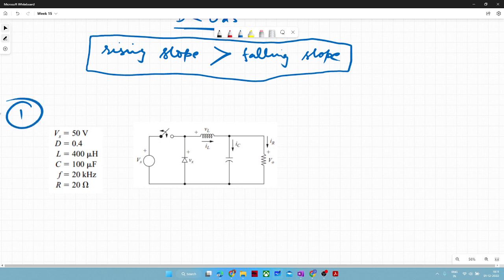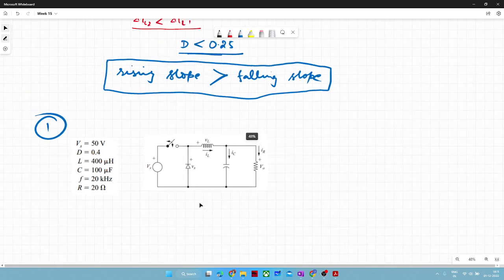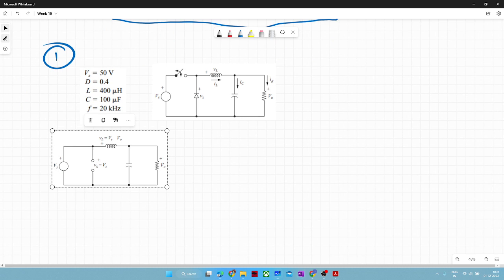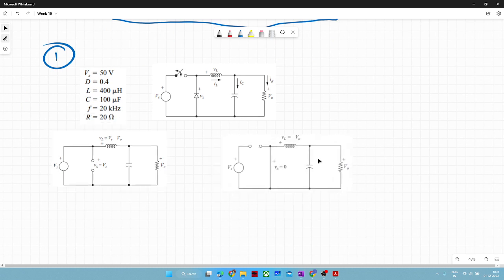Let me call it question number one. You can easily find this question in that book I mentioned, Daniel Hart. There will be two instances: one will be turn on and the other will be turn off. Here you need to find the output voltage V naught.